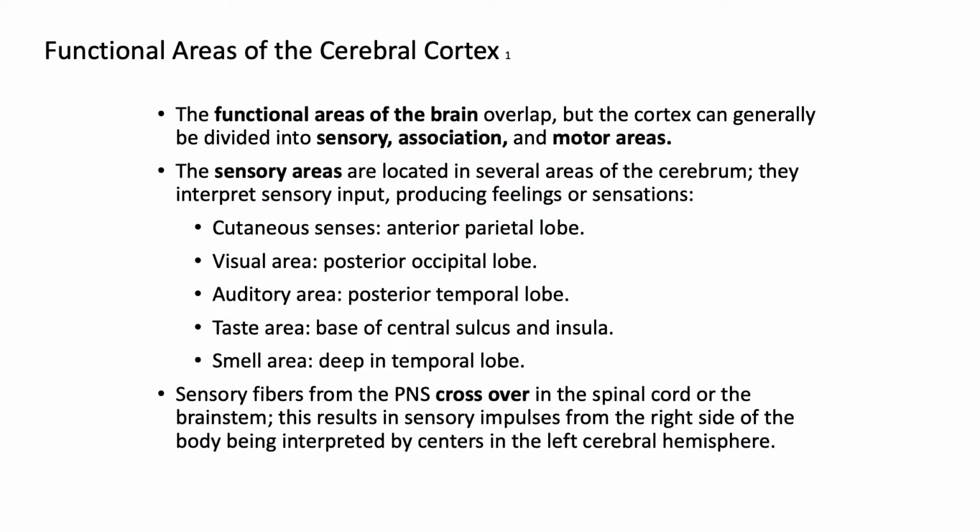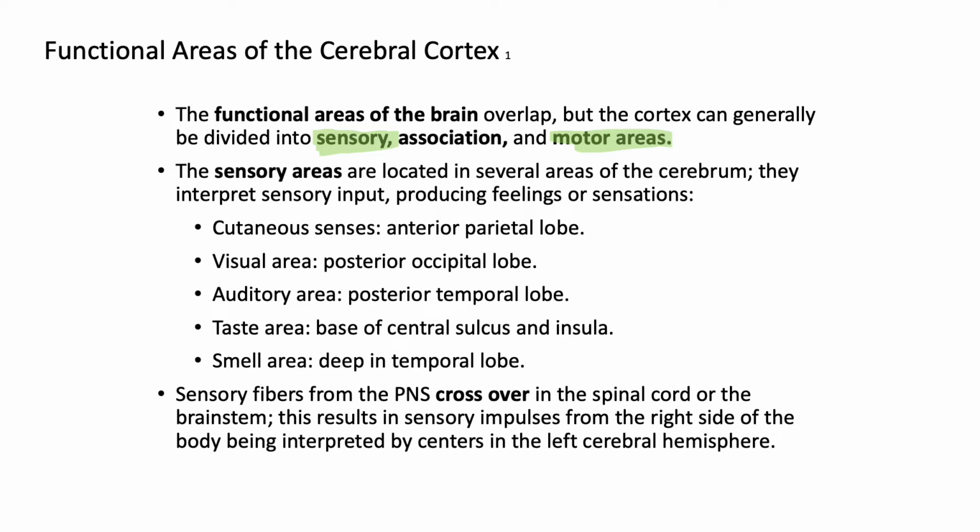Overall speaking, in the outer portion of cerebral cortex, which is made of gray matter, you can find 3 areas. But for this lecture, let's focus only on 2 important areas. Those areas are sensory area and motor areas. Let's start with sensory area first.